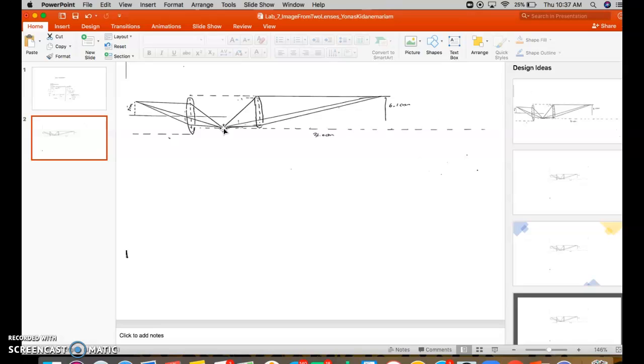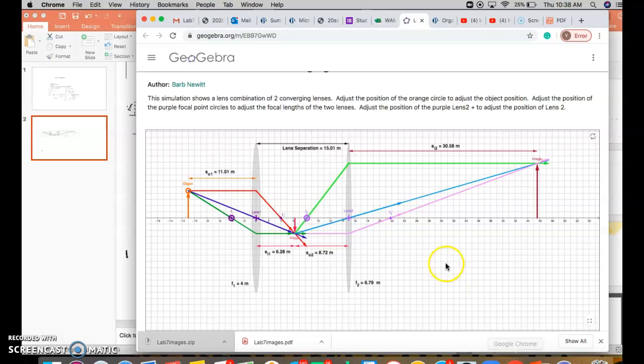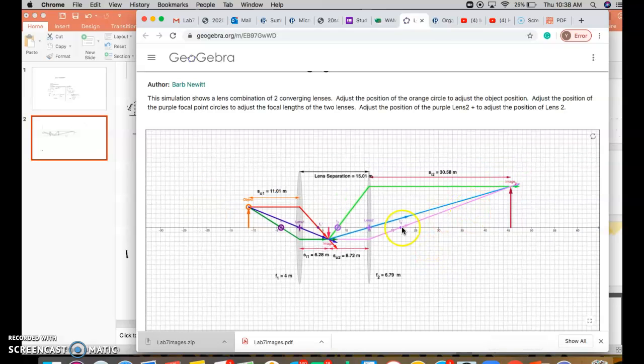For the second lens, I got about 31, and when I use the app, which is here, I would say it's not too far off. It's not 100% accurate, but I would say it's kind of accurate.